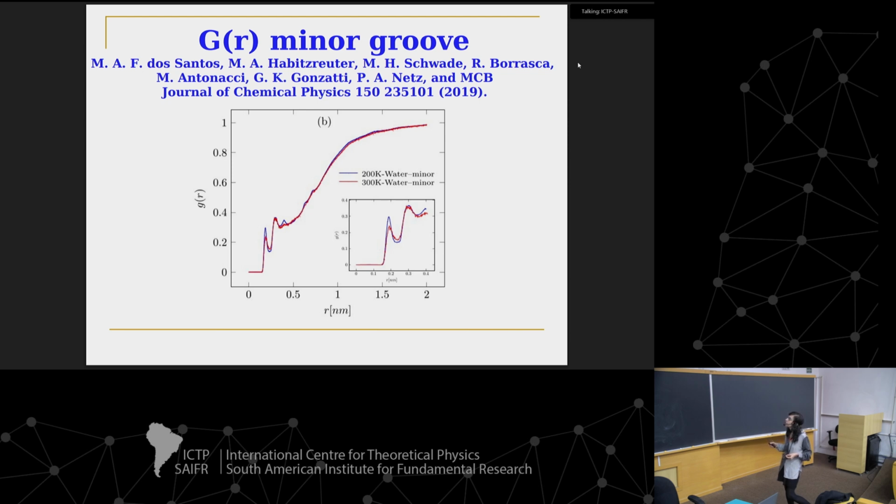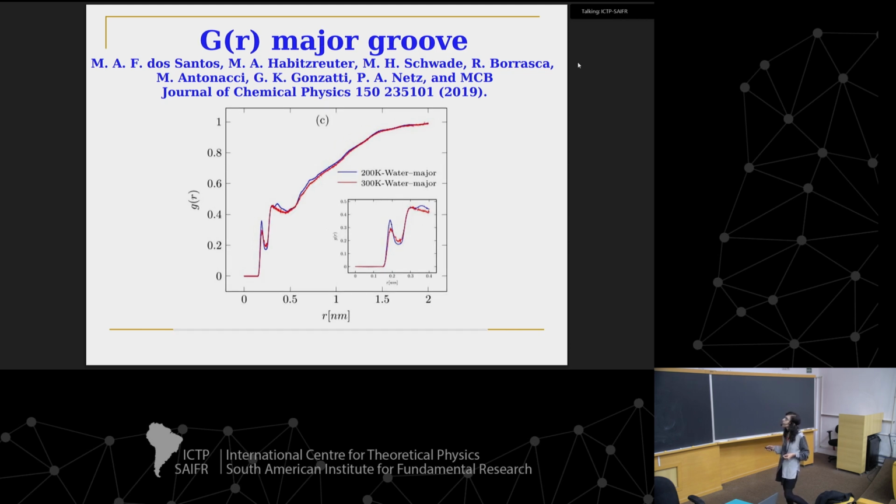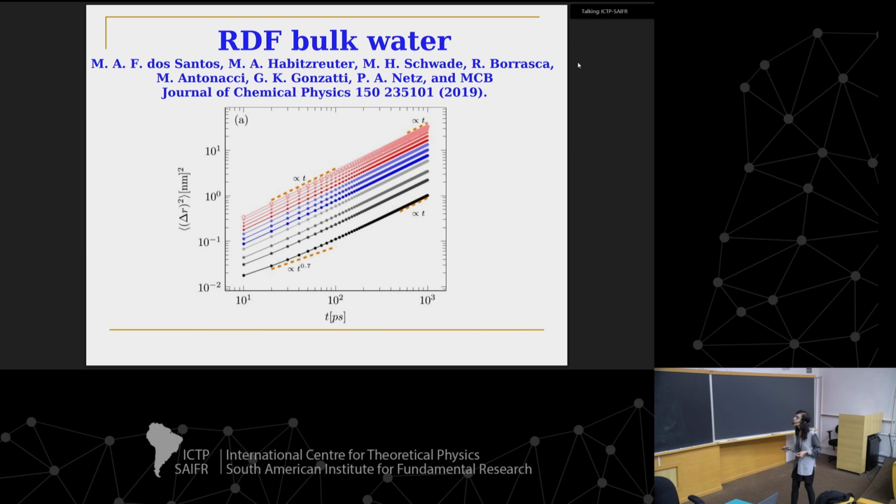And as you can see, when you increase the temperature, you have a very normal behavior, that is you decrease the first peak, which means that water, as temperature increases, gets more spread out, okay? You have small peaks here because you don't have that many particles. Then you do the same for the major groove. Again, the same behavior. You increase the temperature, you decrease the peak because you spread out the particles more.